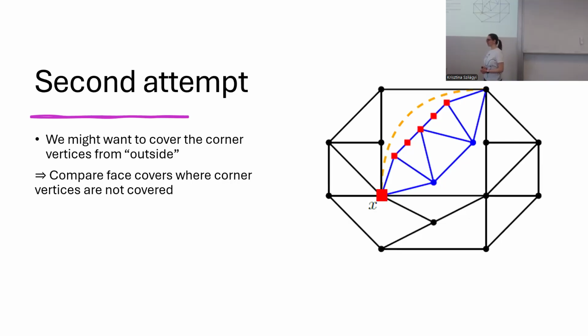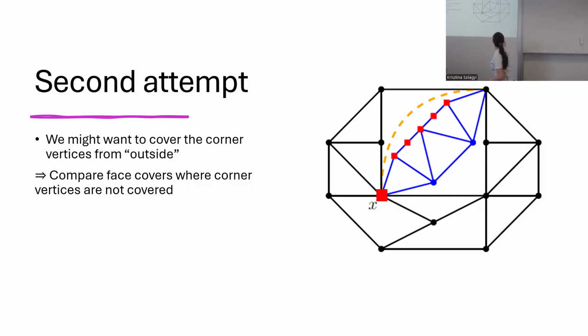Then the next thing that we might want to do is, okay, we just look at this blue graph and we just look at its face cover number. But the problem here is that if X here is a terminal and it is also a corner vertex of the blue graph, X might be covered sort of from the outside of this blue graph. So it might be covered maybe by this face or by this face. And these are the faces that the blue graph is sort of not really aware of.